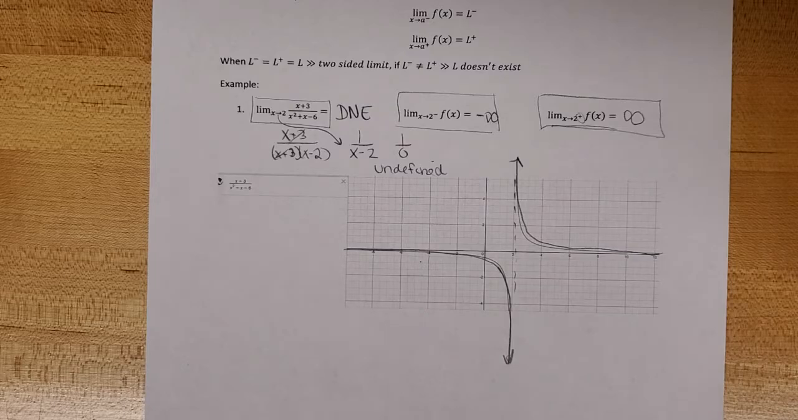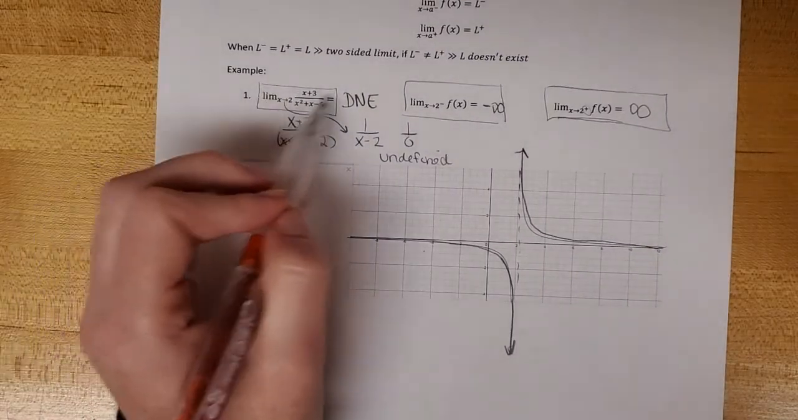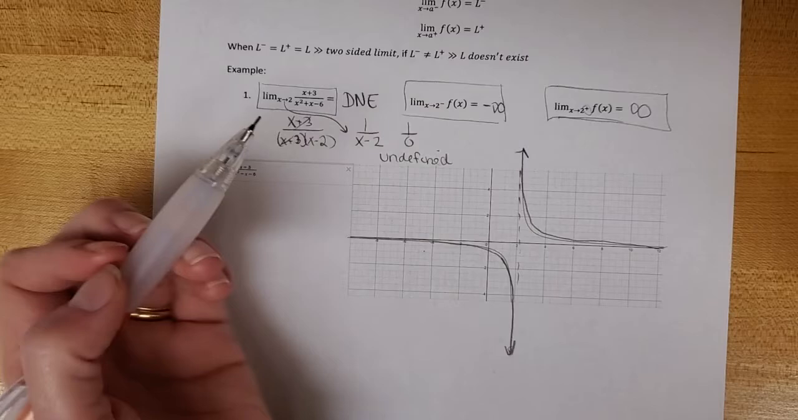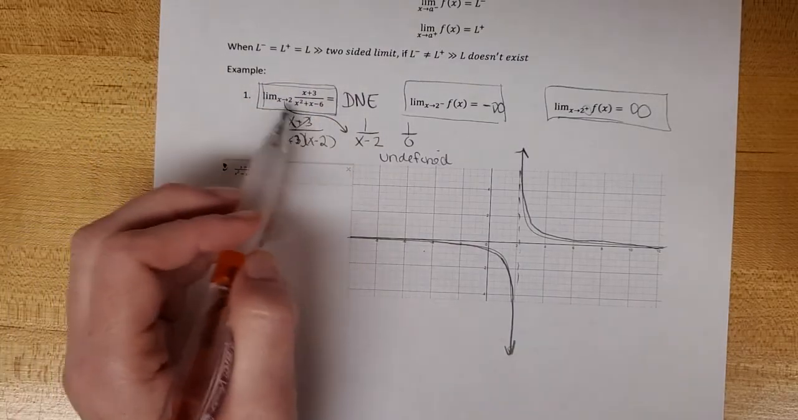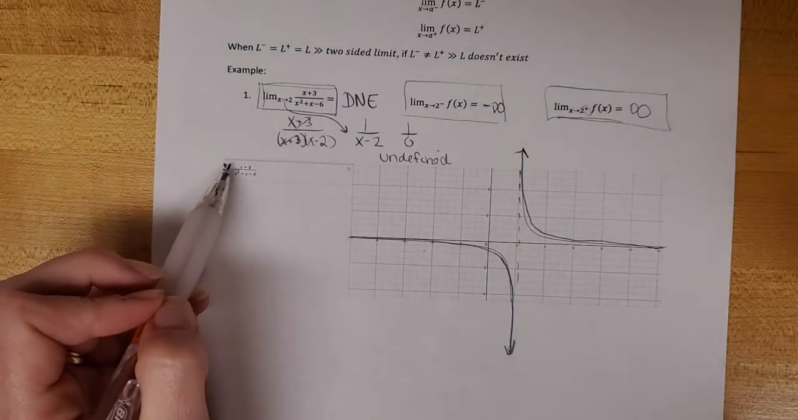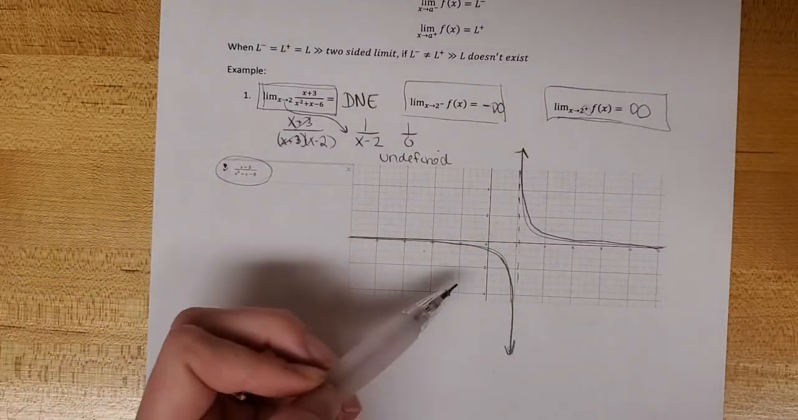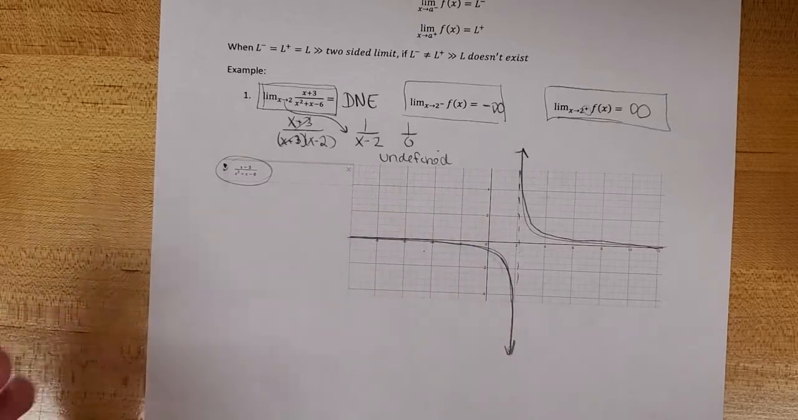Okay, so when you're doing these problems, any problem where you're approaching from different directions, do it by graphing. So go to Desmos.com, plug in the equation, just like I did here, and then look at the graph and check from either direction.